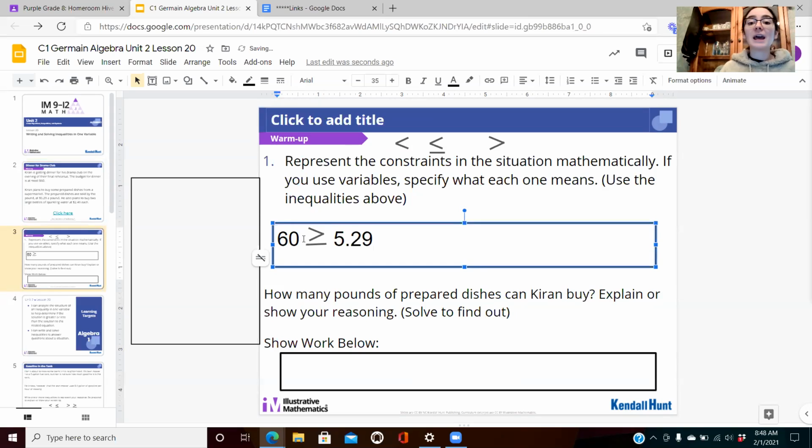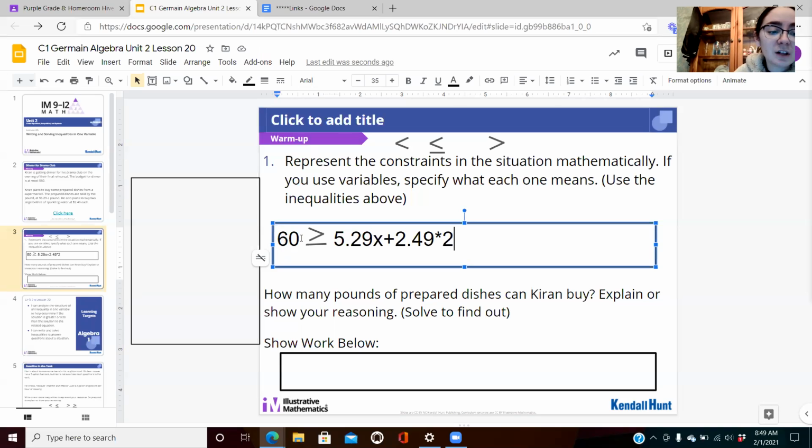And then we can pick a variable. Some friends used X. Plus, he's buying those two bottles. So each prepared dish is $5.29 X plus that $2.49 times 2, the two bottles that he's buying. Can I simplify this even further?